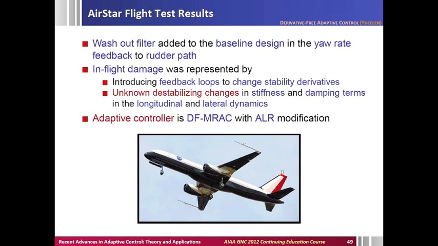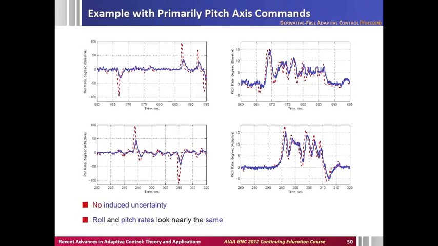In addition to what we did for the high fidelity model, here we added a washout filter to the baseline design in the yaw rate feedback to the rudder pedal. In-flight damage, of course, they didn't damage the airplane. They represented the in-flight damage by introducing feedback loops to change the stability derivatives of the system. There are also unknown destabilizing changes in stiffness and damping terms in the longitudinal and lateral dynamics. And once again, we implemented derivative-free with ALR. So this is the first flight test result.